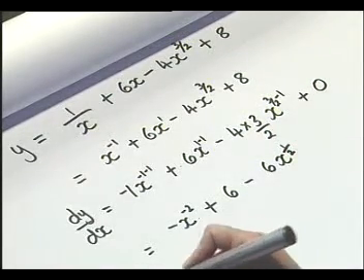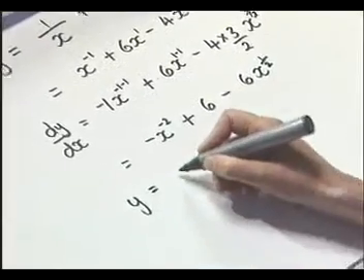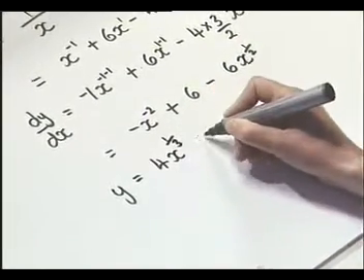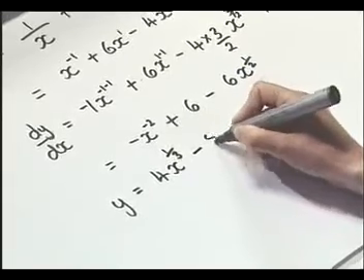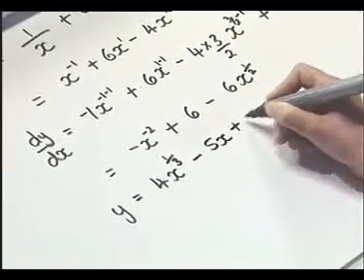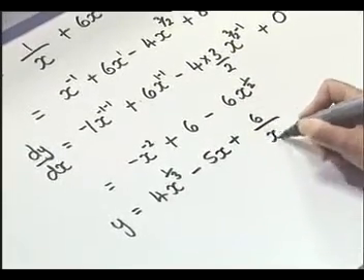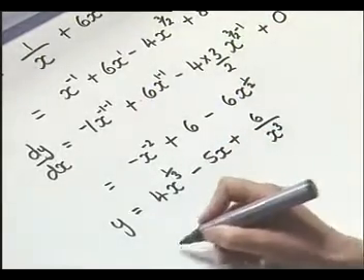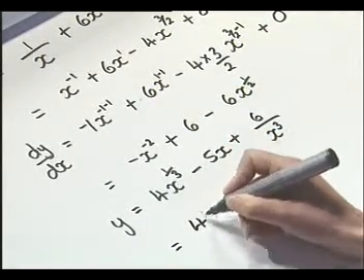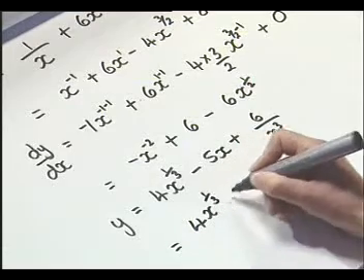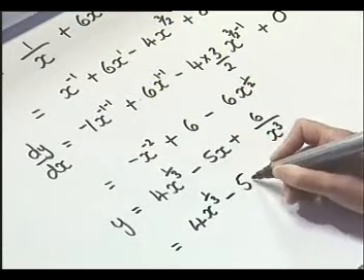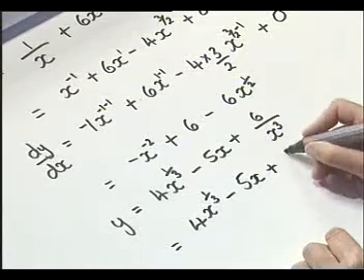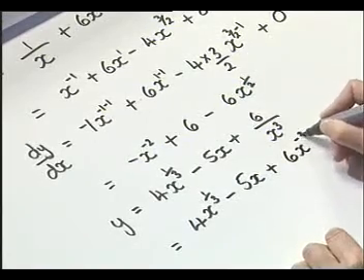Okay, one more example. Y equals 4x to the power of 1/3 minus 5x plus 6 divided by x cubed. Now again, we've got a mixture of notations, and to differentiate it, we need to write it all in index notation rather than having the division. So this will be 6x to the power of minus 3.